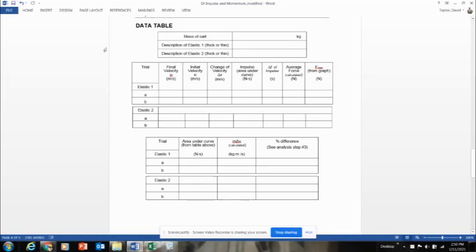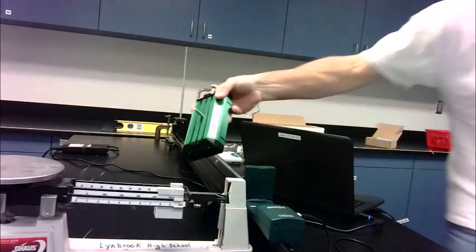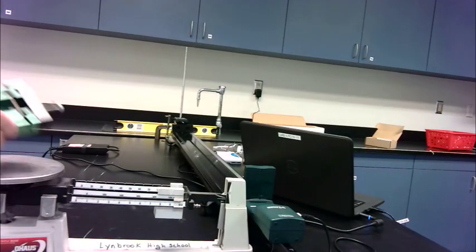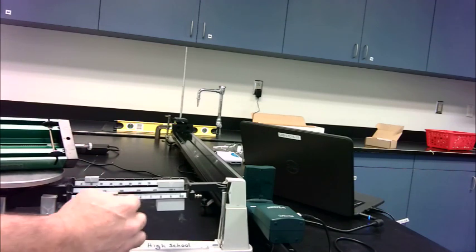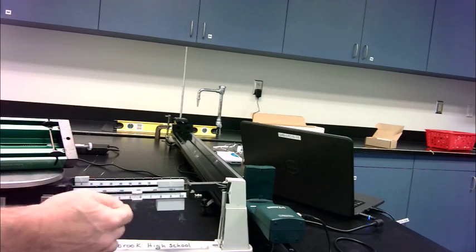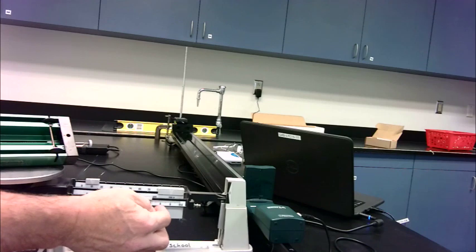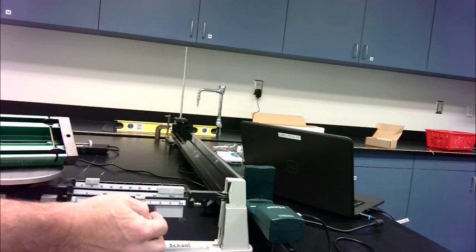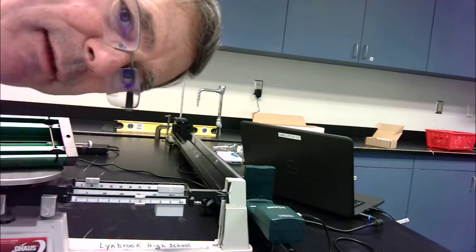So let's fill out our data table. The mass of the cart, you enter that in kilograms. Don't forget to convert grams to kilograms. And all right, we're going to take the mass of the cart on our scale here. 516 grams.